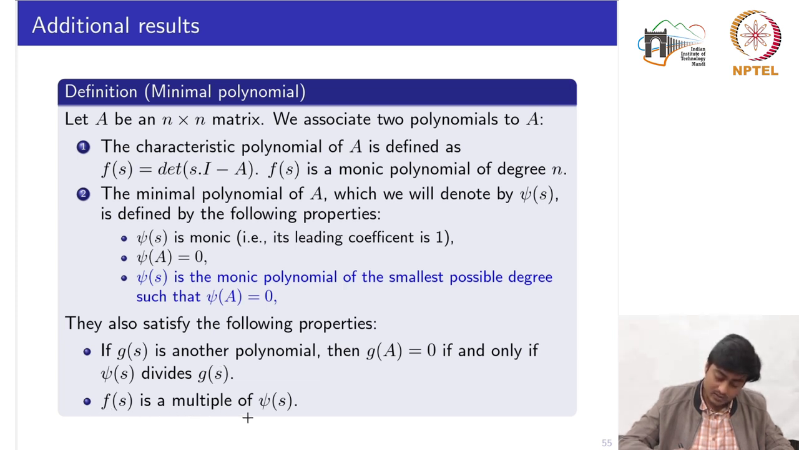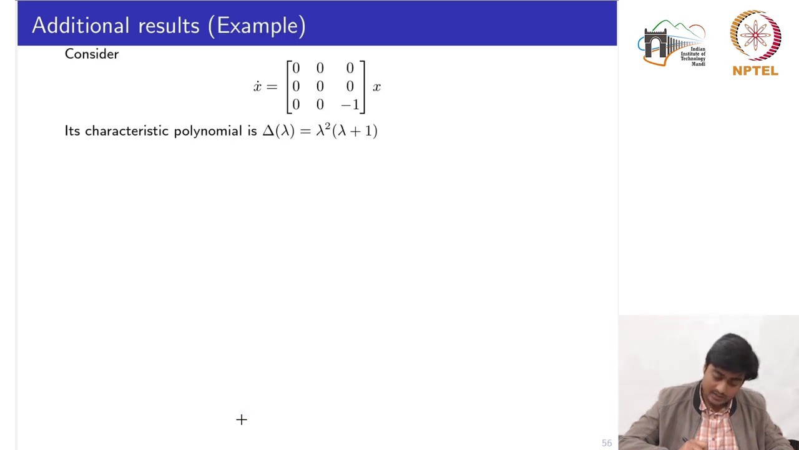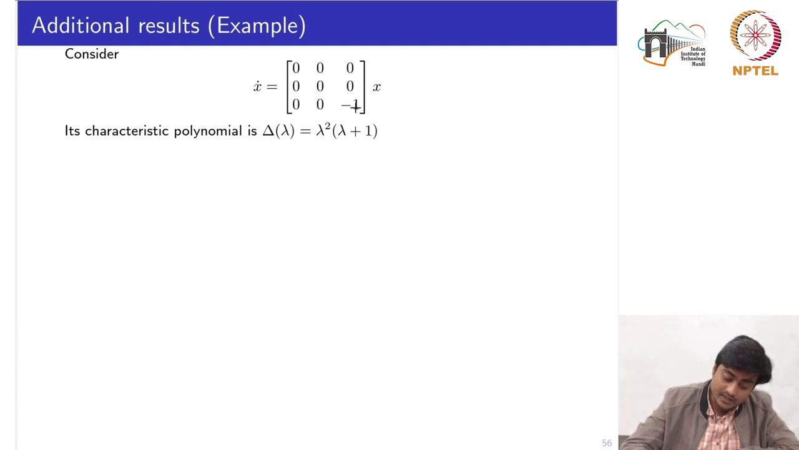And the second one, fs, is also a multiple of psi of s. So first we'll consider an example for computing the minimal polynomial. Let's say we have this matrix A, given with this specific structure.